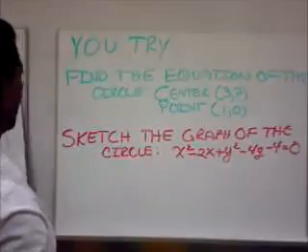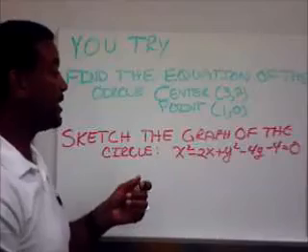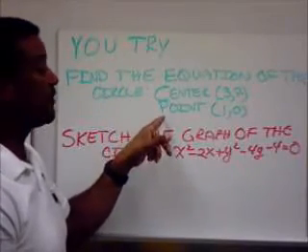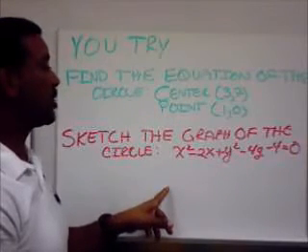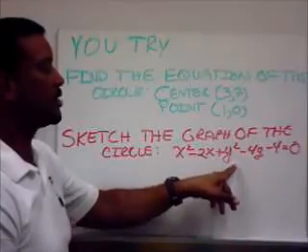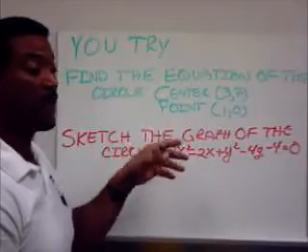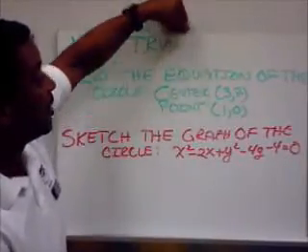What I want you to try on your own, you can go back and look and see what I did, is this problem. You're going to have a center at (3, 7), and the point on the circle is (1, 0). Here you're sketching the graph: x squared minus 2x plus y squared minus 4y minus 4 equals 0. You're going to try these two problems and have those ready for me for tomorrow.